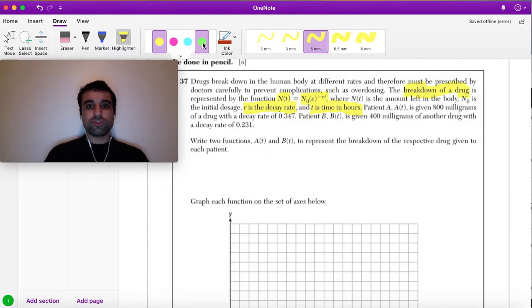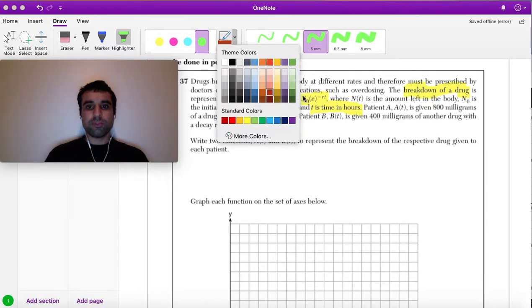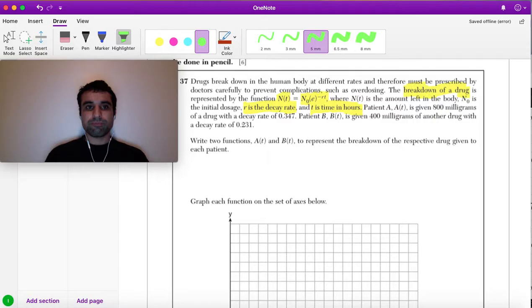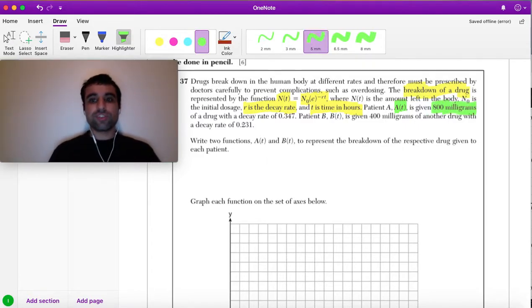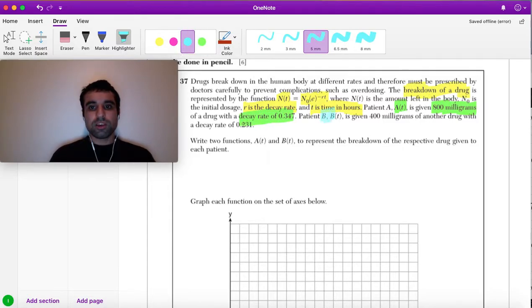Patient A, who I'll use a lighter shade of green for so it won't block the text, is given the function A of t, given 800 milligrams. Just like N0 is the initial amount, A0 is the initial amount for patient A. So patient A is given 800 milligrams of a drug with a decay rate of 0.347. And patient B, I'll use blue for B, B of t, is given 400 milligrams of another drug with a decay rate of 0.231. So we know our A0 and our r for A, and our B0 and our r for B.